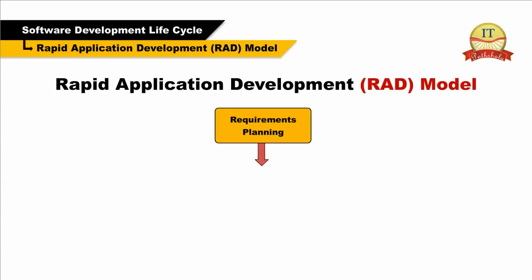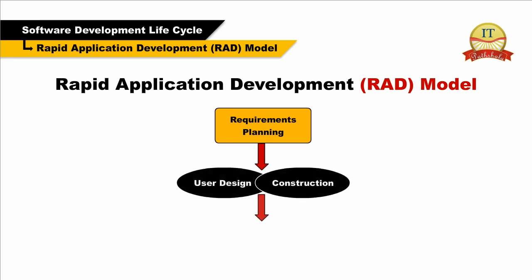Rapid Application Development or RAD model. Rapid Application Development is a software development model which involves iterative development and the construction of prototypes. It was first introduced in 1991 by James Martin. There are four phases of RAD. Requirements planning. At this stage of rapid application development, the requirements are identified.